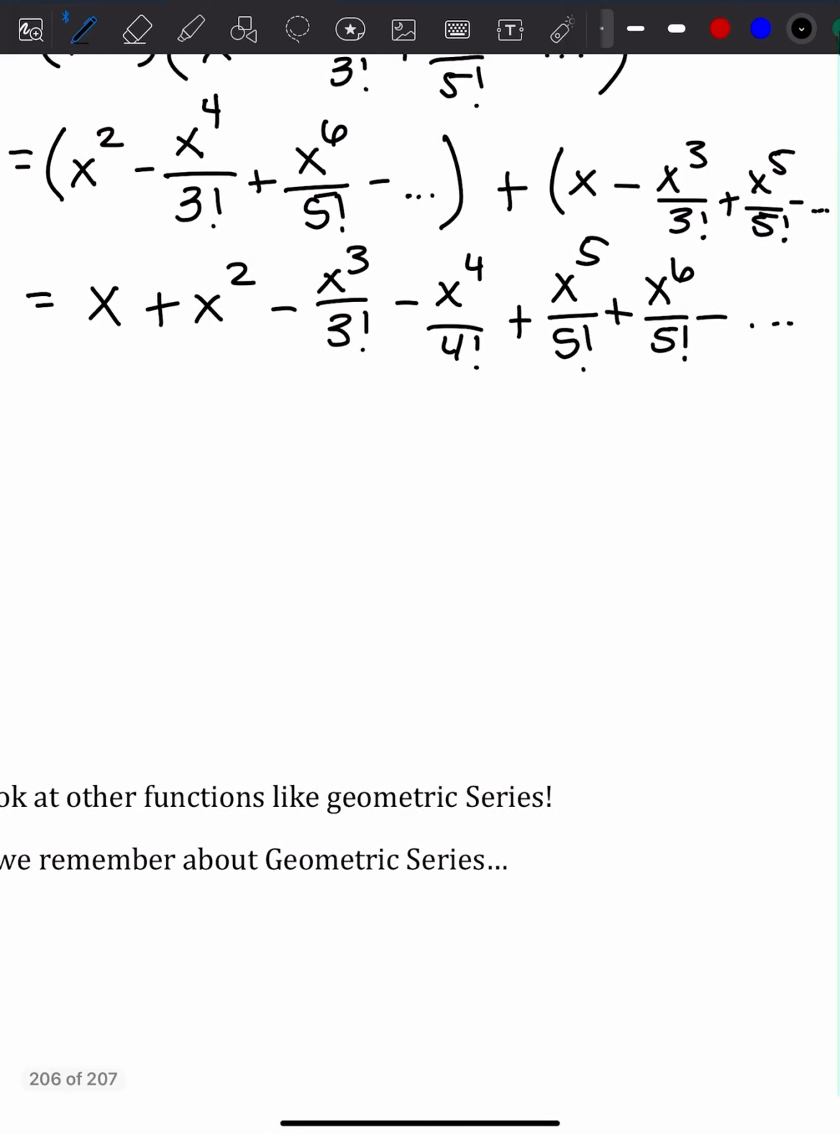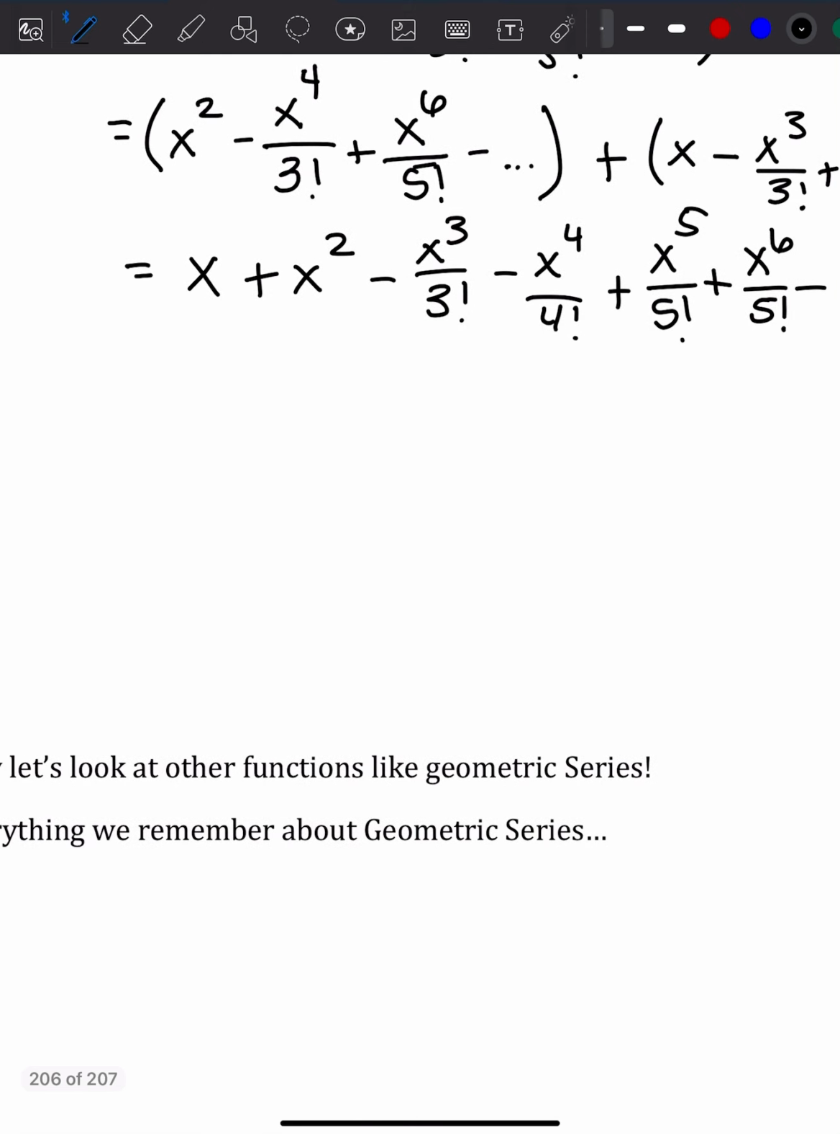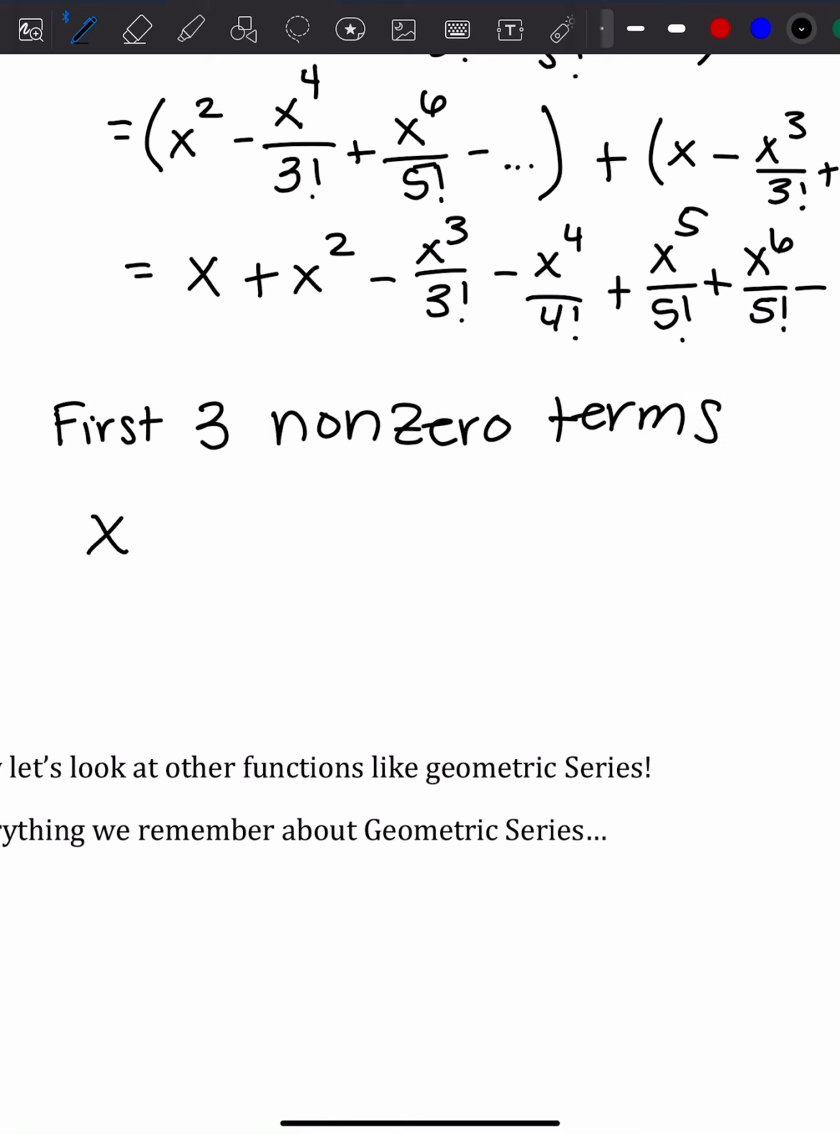Okay, our answer is the first three non-zero terms, which is going to be x, x squared, x cubed over 3 factorial. So that would be our answer.